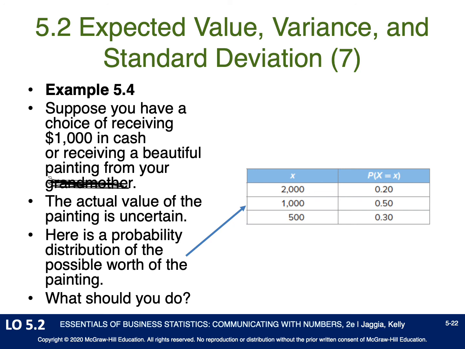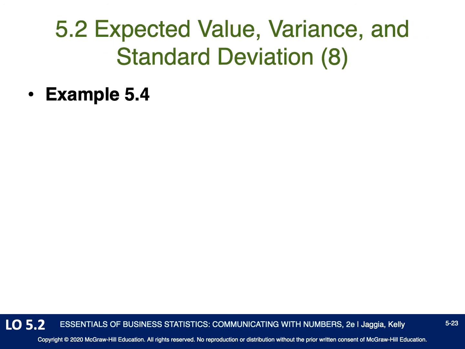So the risk neutral person would say, hey, there's a 20% probability this is worth $2,000. I want the painting. Whereas a risk averse person would go, yeah, but there's a 30% possibility that it's worth only $500. I would rather have the cash. The cash I know is worth $1,000. That's a sure thing. Whereas the painting is iffy and I would be accepting a risk there.